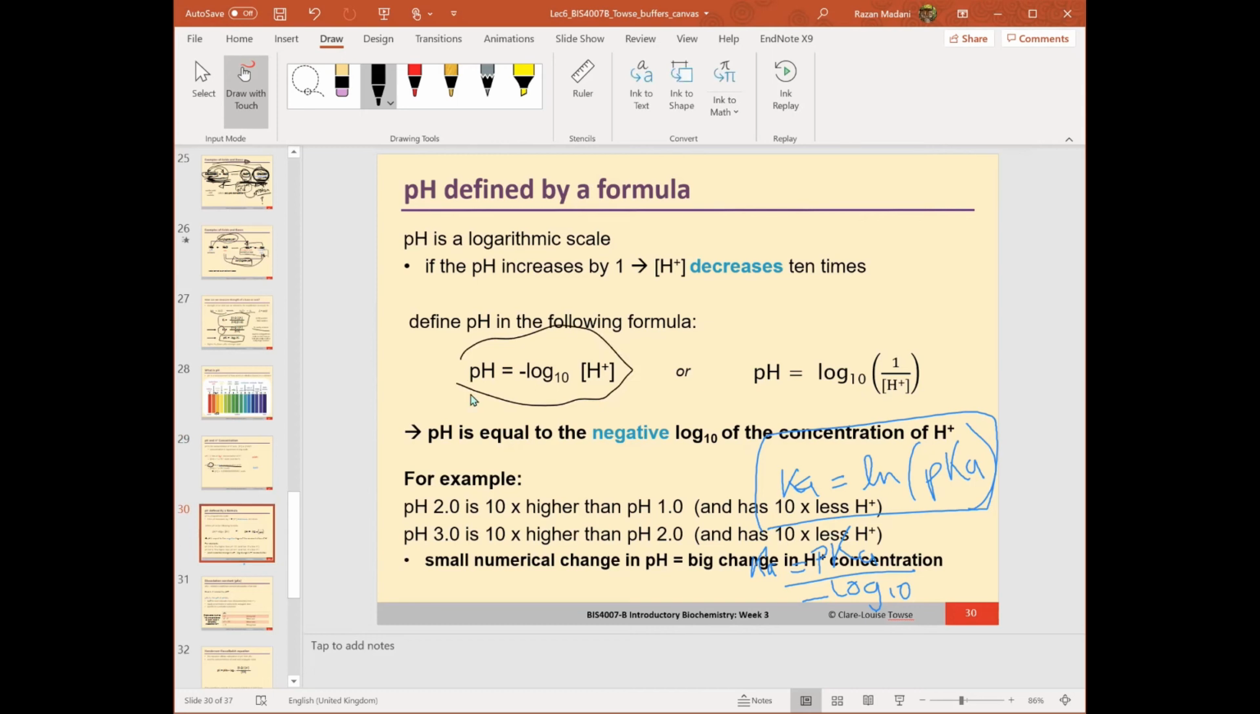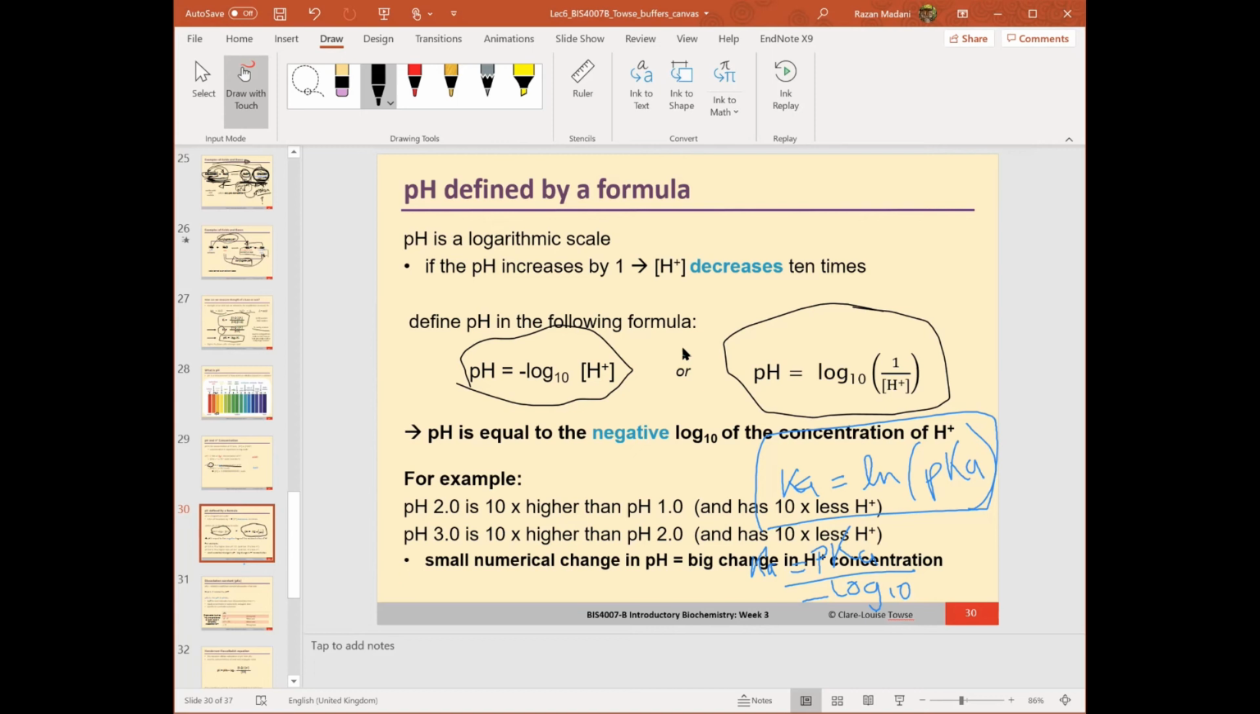So define pH in the following formula. Here, this one, or this one as well, these are also equations to work out the pH. If you want to write this sentence, just write in your notebook: working out the pH or the concentration of H plus. So this is what you get from this equation.